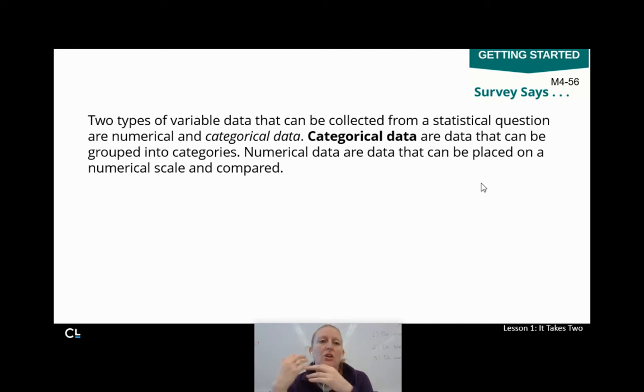So 2 types of variable data that can be collected from a statistical question are what we were just talking about: numerical and categorical data. So numerical data, obviously, just gives a number for an answer, yay. Categorical data are data that can be grouped into categories, right? These people like purple, these people like green, right? You can separate them out into categories. And numerical data are data that can be placed on a numerical scale and compared, right? I could stick that sucker on a number line and I could compare it.